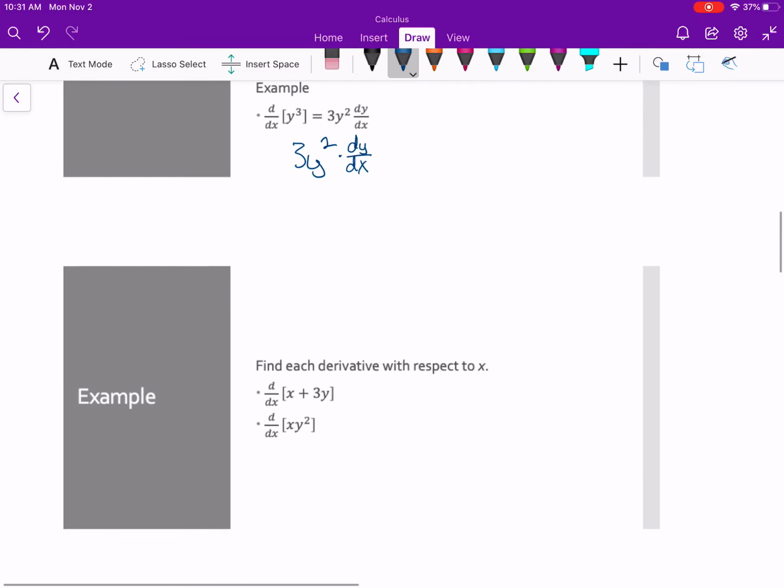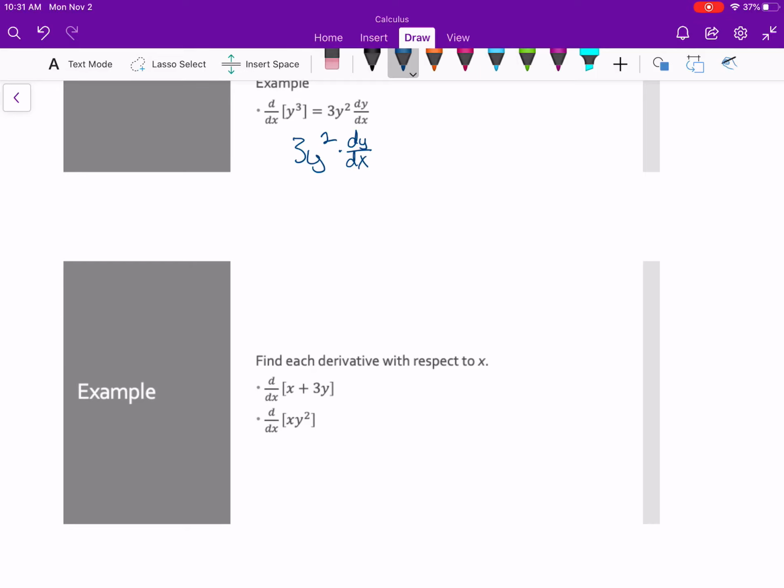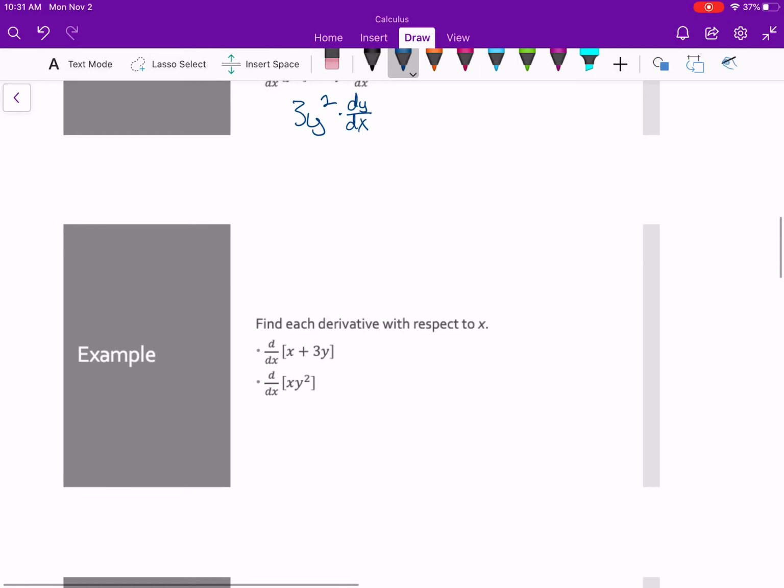So let's find each derivative with respect to x. This first one, d dx of x plus 3y. Well, the derivative of x is pretty easy. Remember, that's just 1. And the next one, plus the derivative of 3y. Think of the derivative like normal, which would just give us 3. But since it's a y, we have to put dy dx. So the derivative is 1 plus 3 dy dx.